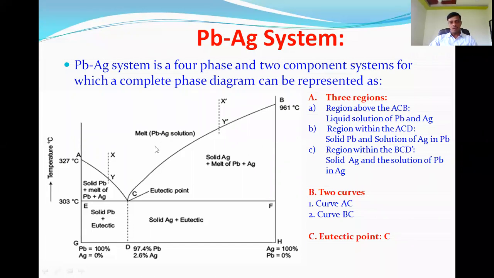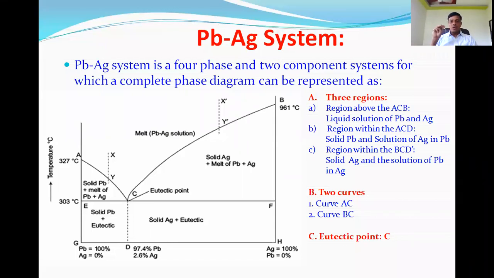lead and silver. म्हणजे लेड सिल्वर सिस्टीम मध्ये एकूण किती फेजेस आहेत? थ्री फेजेस. ओके, विच आर दे? सॉलिड लेड, सॉलिड सिल्वर, and liquid silver and lead. These are the three phases that exist in lead silver system. Just remember, number of phases are three.